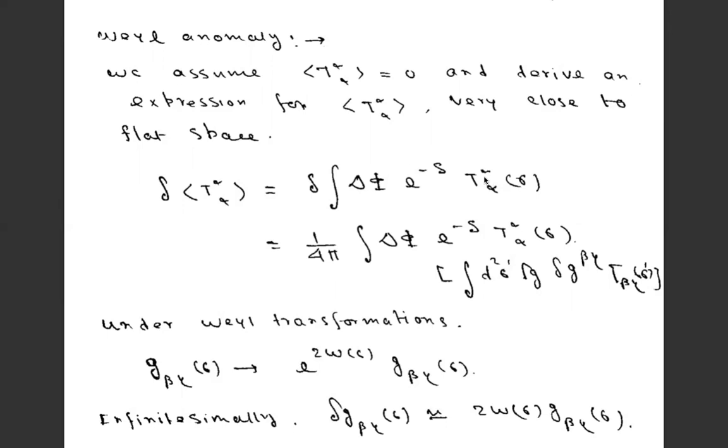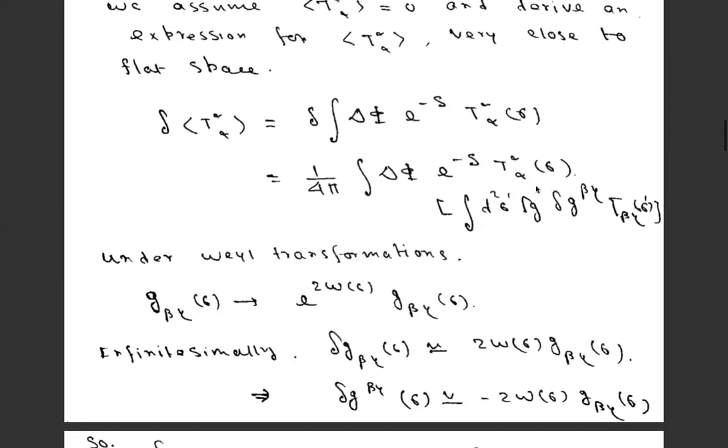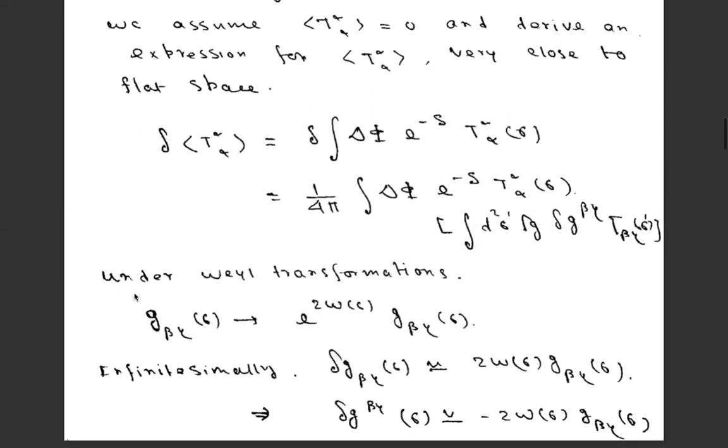So if you vary this, this T alpha alpha can be written as T alpha beta times G alpha beta. So there would be a delta G alpha beta there. Okay. So here the transformations are like this. We are starting off with flat space and scaling it by e to the power 2 omega. Then the metric is going to vary like this, and the upstairs metric is going to vary like this. There would be an extra minus sign.